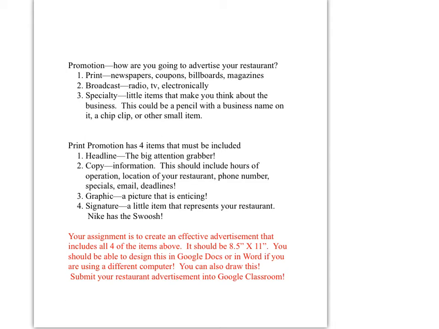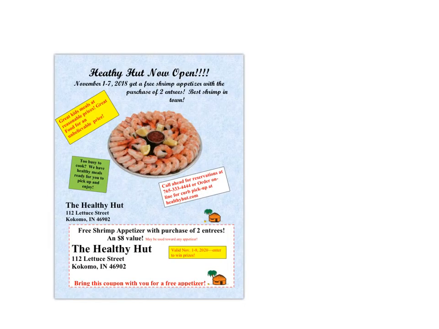So I want to show you an advertisement that I did. This is an advertisement that I put together, and it includes all of the 4 items. If you take a look, Healthy Hut now open. Healthy Hut is the name of my restaurant. I try to use that all over in my advertisement so people remember the name. Now open. I'm telling people this is the big news. Now the picture or graphic you can see right there in the middle. It's that plate of shrimp cocktail. I think that if a person is a fish type person, that looks very good.